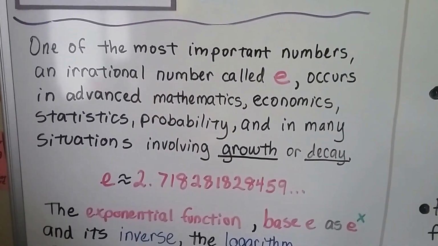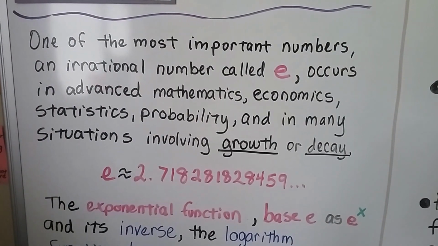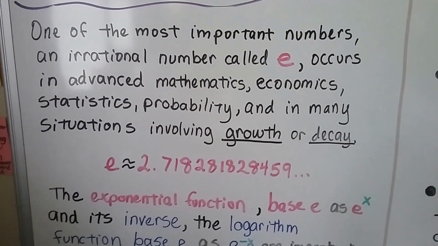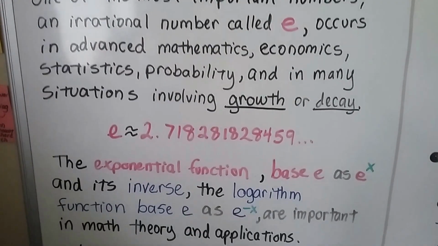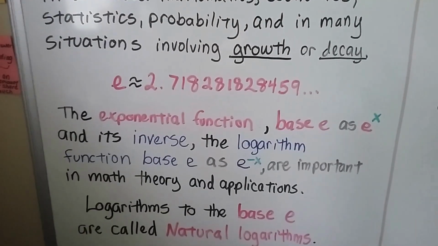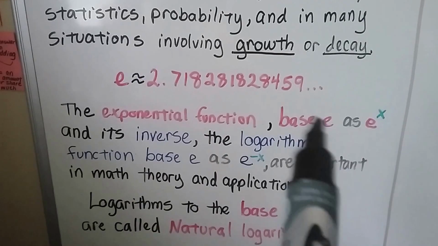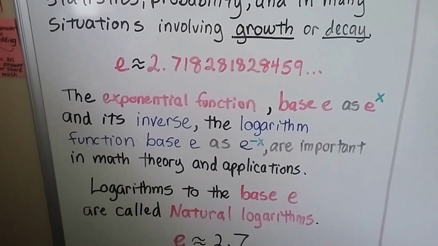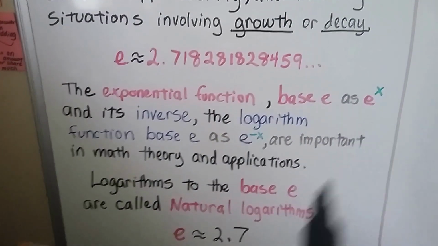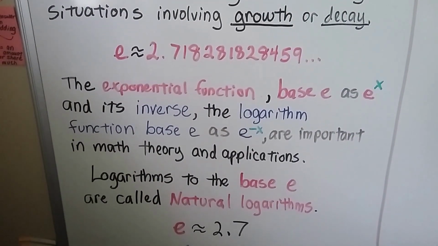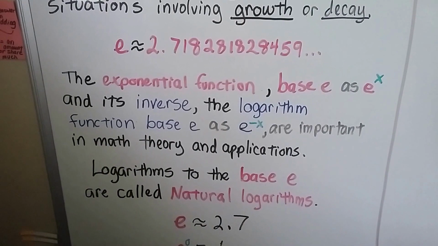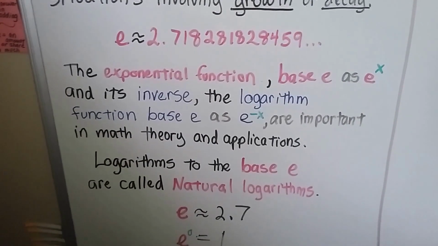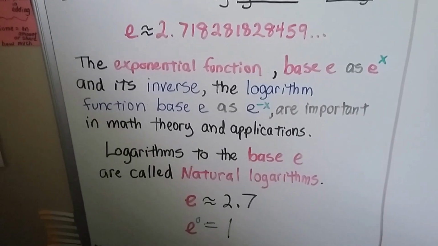One of the most important numbers, an irrational number called e, occurs in advanced math, economics, statistics, probability, and in many situations involving growth or decay. And e is approximately this nice long decimal. The exponential function base e is e to the x power, and its inverse, the logarithm function base e, is e to the inverse of x. See the little negative sign there? They're important in math theory and applications.